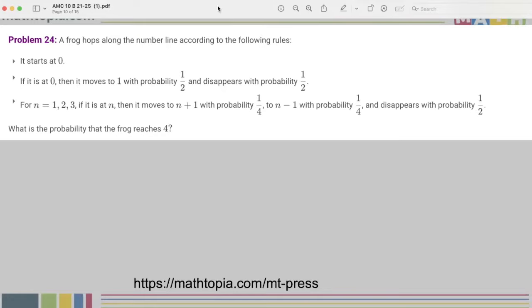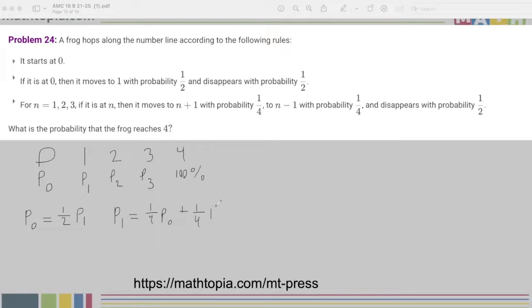So we can create a slightly more complicated version of this by having 0, 1, 2, 3, 4, right? We can let the variables now be P0, P1, P2, P3. Once again, the probability that we reach 4, given that we're at 4, is just 100%. We can keep that in mind. So now we can write out the equations, right? P0 is equal to, well, there's a 50% chance that we go to 1, and then in that case, there's a P1 chance that we make it to 4. Well, P1 is just, there's a 1/4 chance we go to P0, and there's a 1/4 chance we make it to P2. Or we make it to 2, sorry.